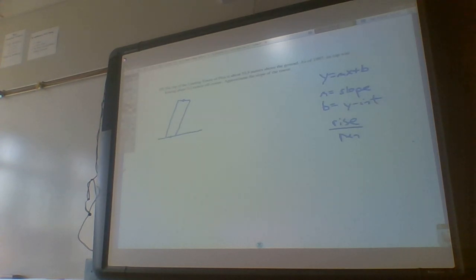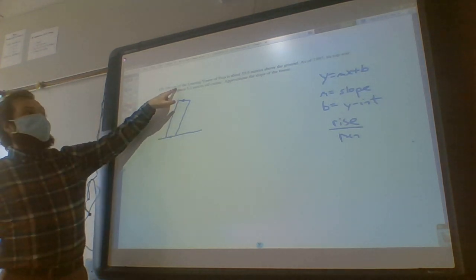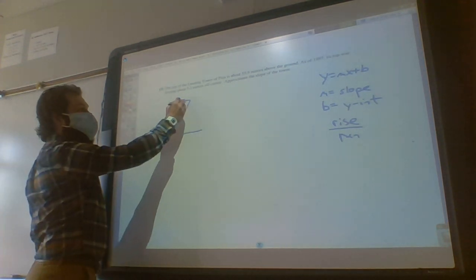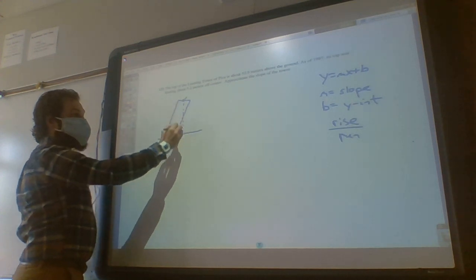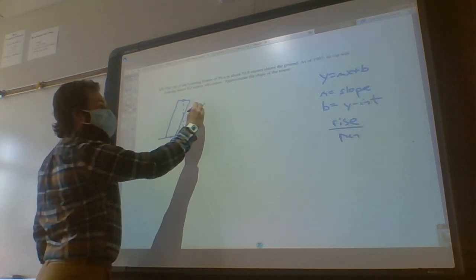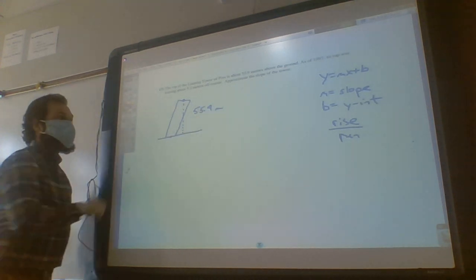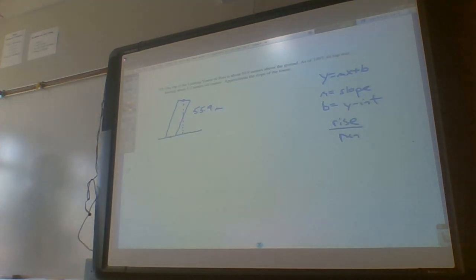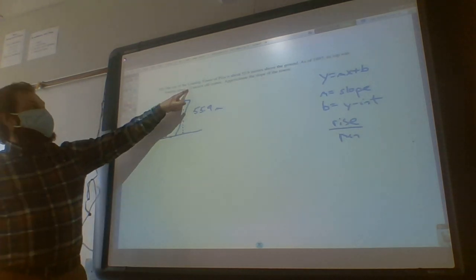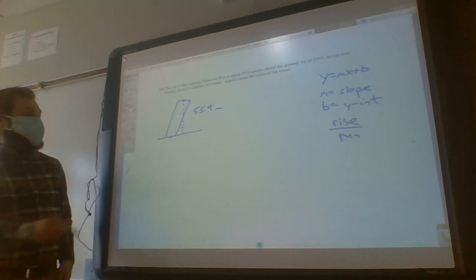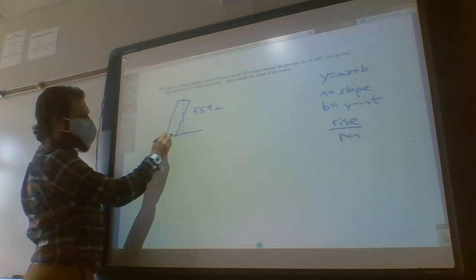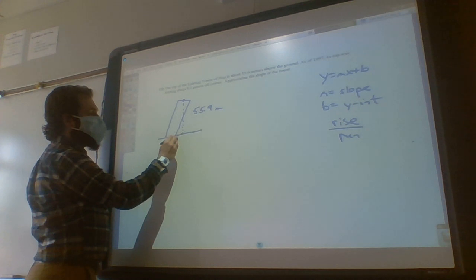All right. Now they're only asking us to find one thing. They want us to approximate the slope of the tower. So I'm going to use the information they gave us. They're saying the top of the tower, right here, this distance is 55.9 meters from the ground to the top of the tower. They're giving us one other piece of information. They're saying the top has leaned over, so this distance, I'll put in red, is 5.2 meters.